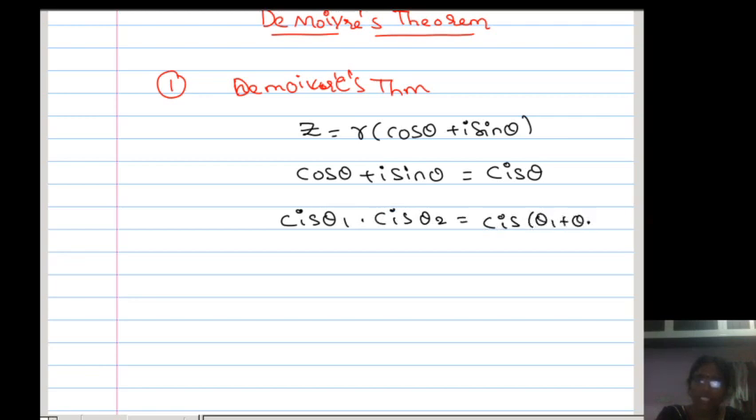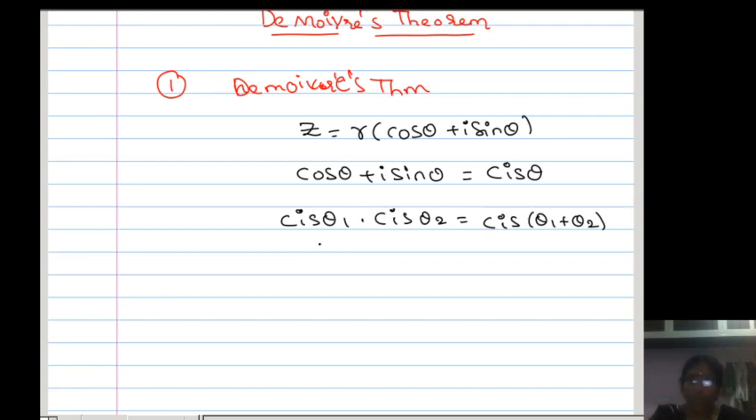This is also what I discussed in the previous classes. Cis theta 1 into cis theta 2 is cis of theta 1 plus theta 2, meaning cos theta 1 plus i sin theta 1 into cos theta 2 plus i sin theta 2 can be written as cos of theta 1 plus theta 2 plus i sin of theta 1 plus theta 2, like z1 into z2, that I discussed.